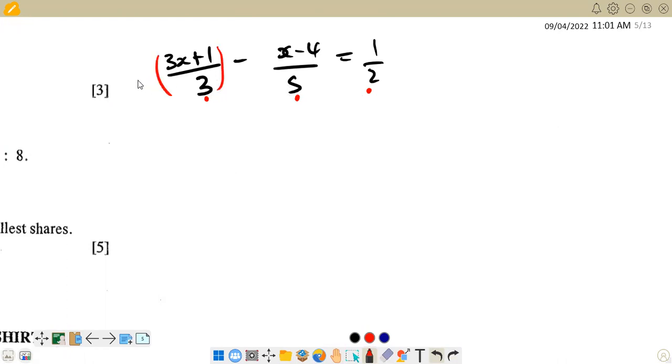So I'm just going to multiply this by 30. I'm just going to multiply this by 30 here. Okay. So if I do this, I'm going to obtain 3 into 30 here, which is a 10. So I'm going to remain with 10.